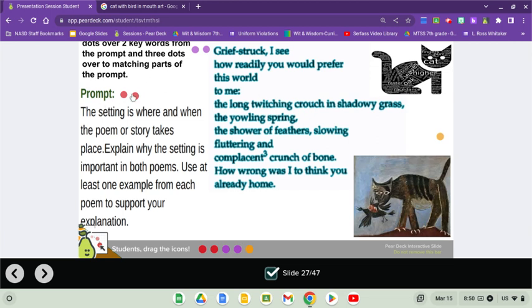First, please drag these two red dots to the two most important words in the prompt. Do so now. Next, please drag these two purple dots to two parts of the poem that help you explain how important setting is. Found it. And finally, where do you think this orange dot should go to help answer this prompt?